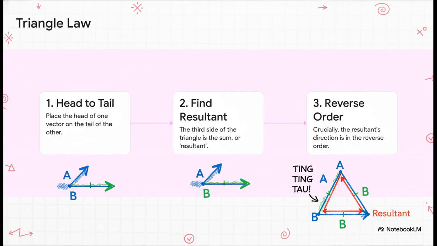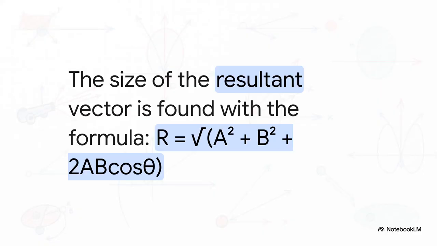The resultant vector points in the opposite direction of the flow to close the triangle. Now, I know what you're thinking. That formula looks a little intense. But trust me, it's just a superpowered version of the Pythagorean theorem. You know how Pythagoras only works for perfect right angles? Well, this formula works for any angle.